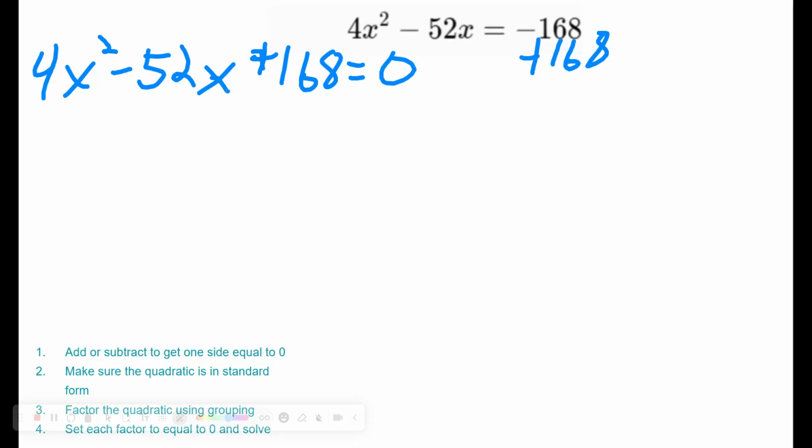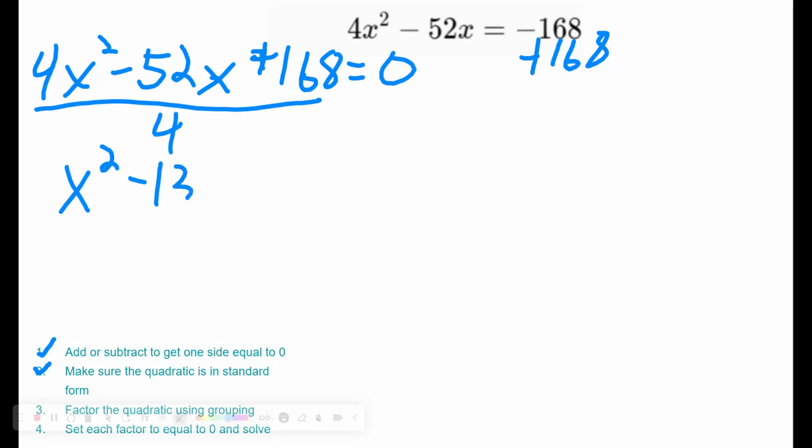Now, our first step has always been to find the greatest common factor. And what's nice when we're doing equations, oh, checklist here, sorry. Make sure the quadratic's in standard form. ax squared minus 52x plus 168 equals 0. Good. Factor the quadratic using grouping. Well, let's start by, this has a greatest common factor of 4, which is really nice because it's going to simplify our problem for us. x squared minus 13x plus 42.